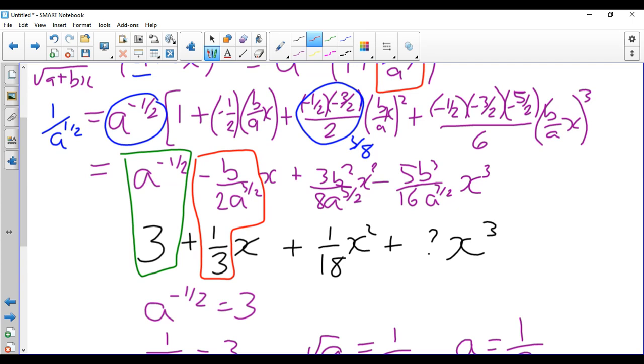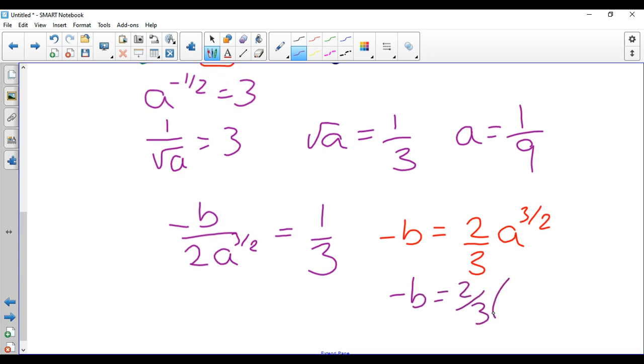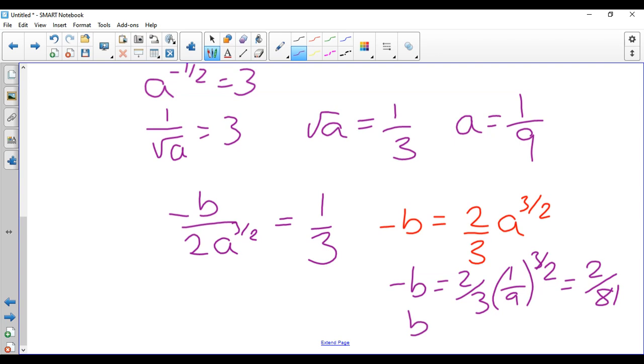Okay, now we've got a minus, so we're going to have to be careful with that because it needs to be a plus a third. So let me double check. Have I taken the minus? Yes, I have to my answer. So that gives us minus b is equal to 2/3 a to the 3 over 2. Swap back to colour. So minus b equals 2/3, 1/9 to the 3 over 2, which happens to be 2 over 81. So bring the minus across. B equals minus 2 over 81.